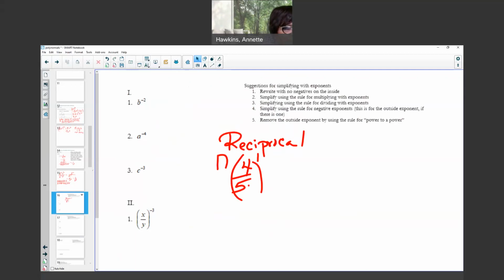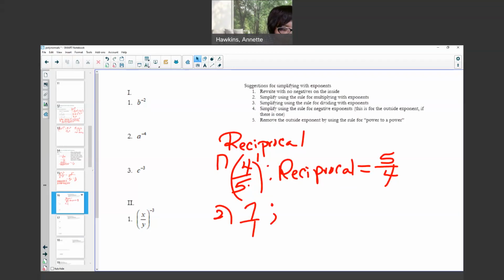So if this is 4/5, the reciprocal is equal to 5/4. That's what reciprocal means. You have to turn it over. So let's say that we have just the number 7. I need to put a 1 here to get the reciprocal, which is 1/7.